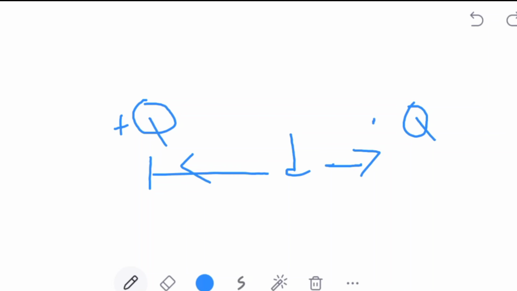Now let us visualize the electric dipole. Suppose there are two charges of equal magnitude, q, separated by a distance d. Let the first charge be positive and the second charge be negative. This combination may be called an electric dipole.